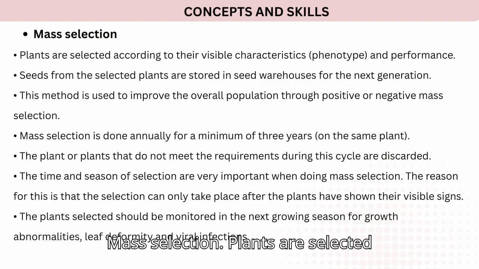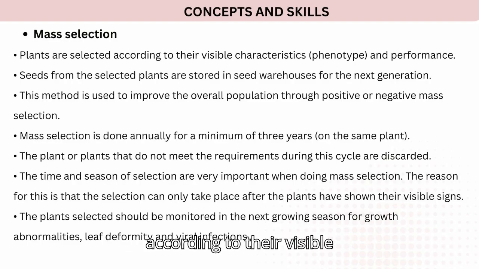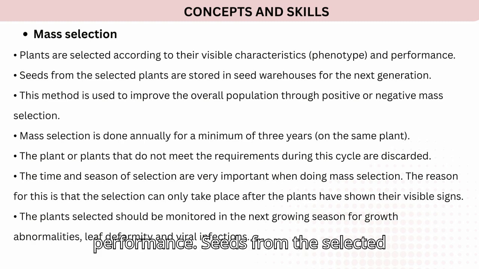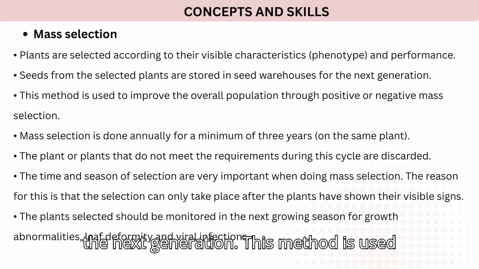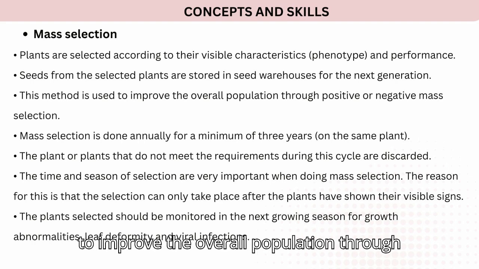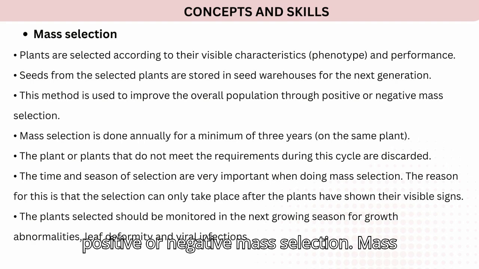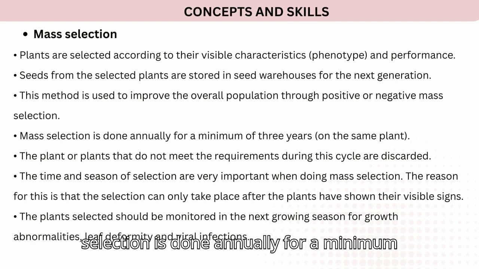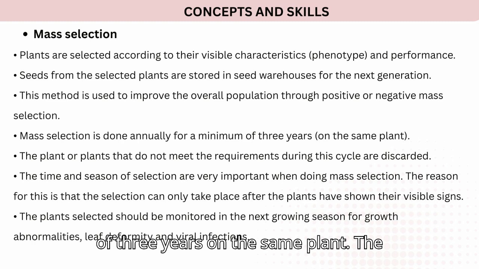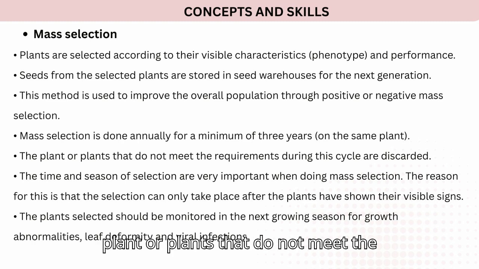Mass selection. Plants are selected according to their visible characteristics, phenotype, and performance. Seeds from the selected plants are stored in seed warehouses for the next generation. This method is used to improve the overall population through positive or negative mass selection. Mass selection is done annually for a minimum of 3 years, on the same plant. The plant or plants that do not meet the requirements during the cycle are discarded.